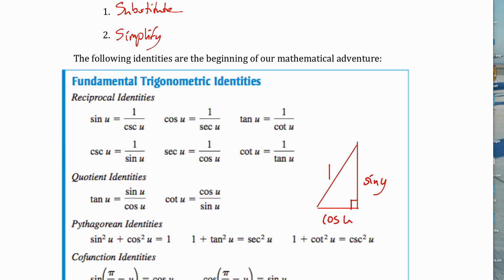The tangent and secant and cotangent and cosecant ones are related. I'm not going to dig too far into those right now, but 1 plus tangent squared equals secant squared, and also 1 plus cotangent squared equals cosecant squared.